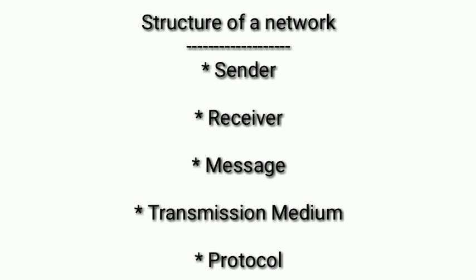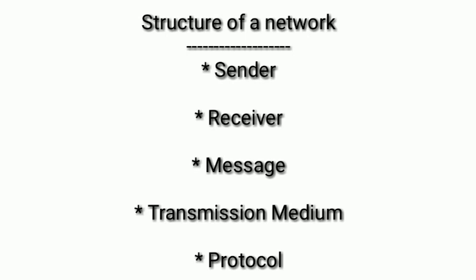Then the last component is protocol. What is a protocol? A set of rules that governs data transmission. In a network or in a data transmission, there will be some rules and regulations. Some protocols will be there. It represents the communication methods which are to be followed by the sending and receiving devices. These are the components of a network.